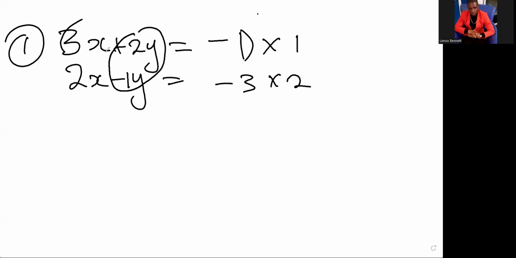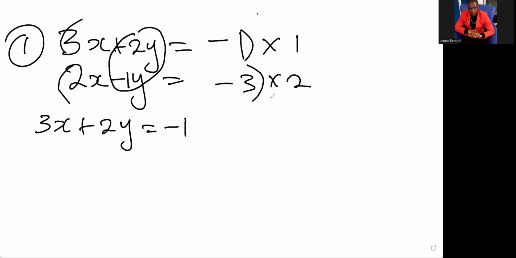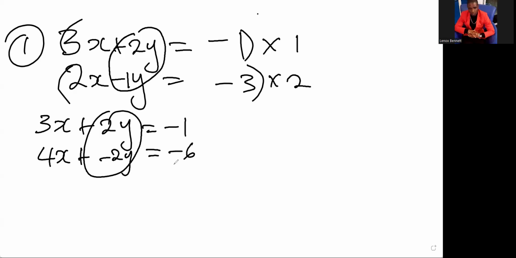1 times 3x is 3x, 1 times 2y is 2y, and 1 times negative 1 is negative 1. Move on to the second bracket. 2 times 2x, that's 4x. 2 times negative y, that's negative 2y. So both are 2y now, right? When the signs are different and the coefficients are the same, we add. Don't forget that. So we're going to add the equations.